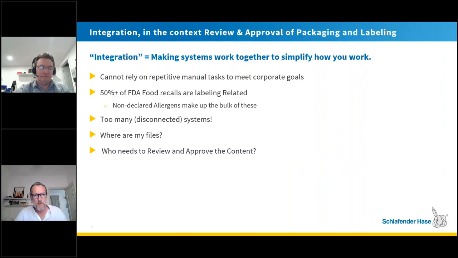As I just mentioned, we have too many systems, probably all of us, that we're working in, and many, if not all of them, are disconnected. Do you always know where your files actually are? If you do know where your files are, do you know if they're the latest versions of those files, the most correct and up to date? And then, who needs to review and approve which parts of the content? Because not everything might go through the same workflow every single time.